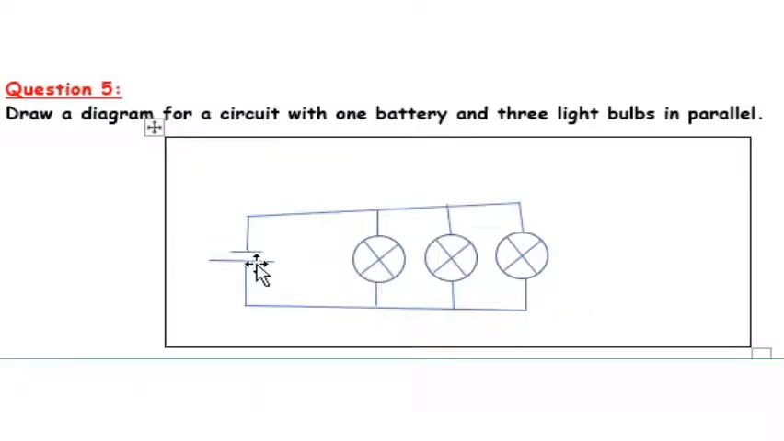Okay, so as you can see, this circuit is made of a battery and 3 light bulbs. The light bulbs are connected in parallel. This is a parallel circuit. The electrons have 3 pathways or roads to go through.